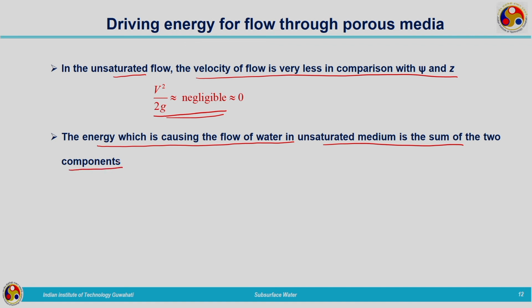What are these two components? Suction head and datum head. So, this is represented by the equation H is equal to psi plus Z. Psi is the suction head and Z is the datum head. Datum head is also known as elevation head, or sometimes we call it gravity head. All are different names used for this Z. And looking at psi, psi is due to capillary action. So, sometimes it is called negative pressure or suction head, all these are similar terminologies.